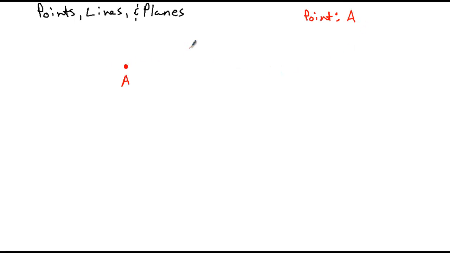So I'm going to add another point to my drawing. This is going to be point B. So if I want to list multiple points, I just put a comma and list the next one. So I have point A and point B. Now, through these 2 points, I can draw a line. That didn't go very well.